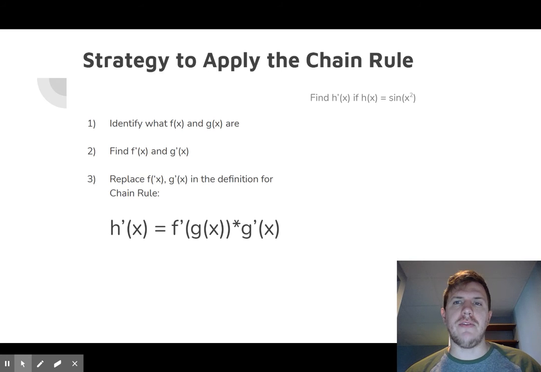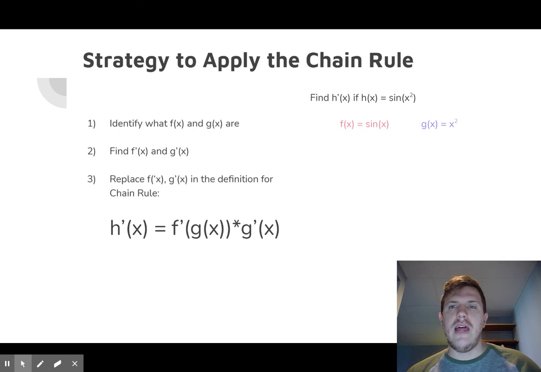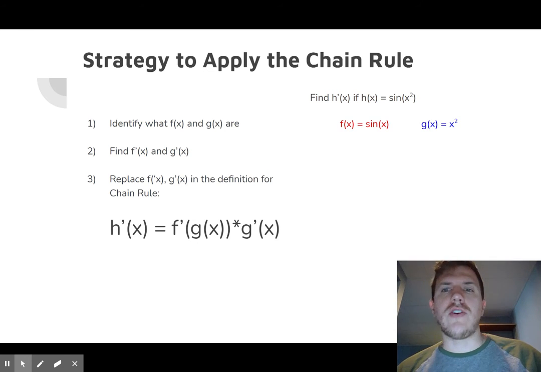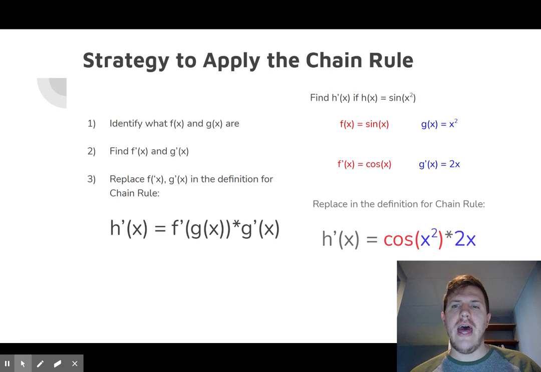Okay, quick example: let's say we wanted to find the derivative of sine of x squared. That means that the first function, the overarching function, is sine of x, and the interior function, the secondary function, is x squared. Take the derivatives of both of those. The derivative of sine of x is cosine of x, and the derivative of x squared, using the power rule, is 2x. That means that the derivative of sine of x squared is just cosine of x squared times 2x, or if we want to apply our commutative property, 2x times cosine of x squared.